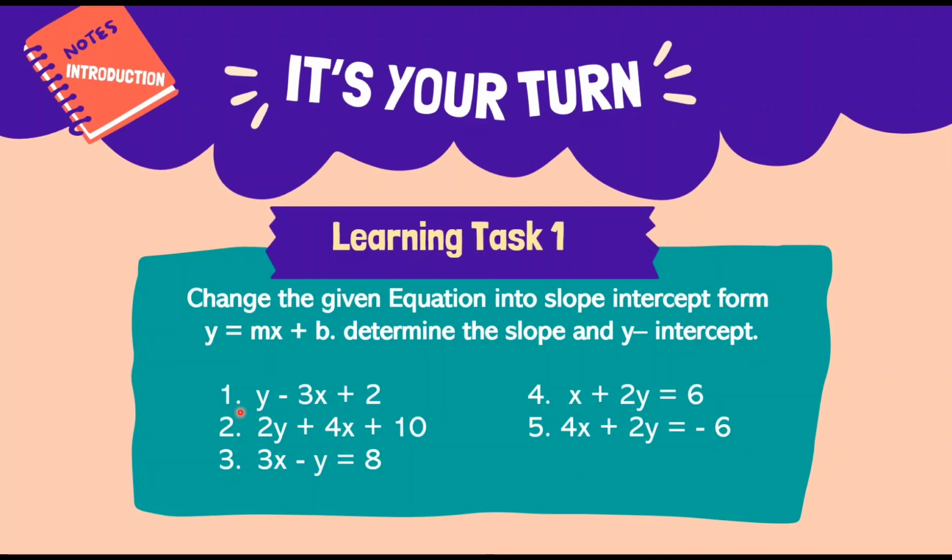So we have number 1. y minus 3x plus 2. As you can see, wala tayo ditong equal sign, so automatic, ang equal sign natin dito ay nasa dulo. So it becomes y minus 3x plus 2 is equal to 0. And then for number 2, 2y plus 4x plus 10, ganun din, is equal to 0. For number 3, may equal sign tayo: 3x minus y is equal to 8. For number 4, x plus 2y is equal to 6. And for the last number, 4x plus 2y is equal to negative 6.